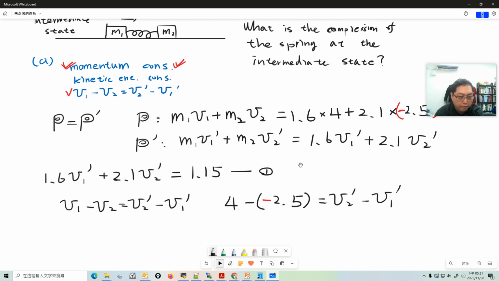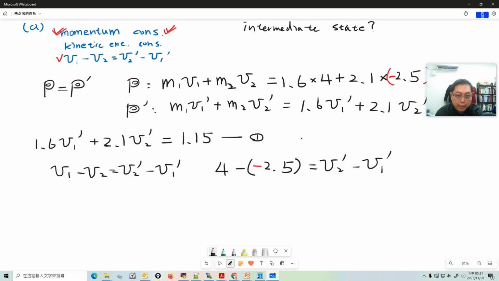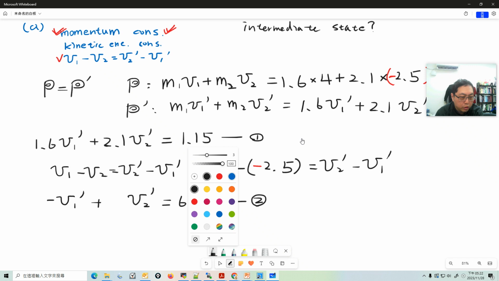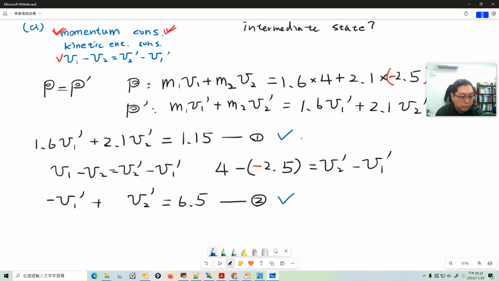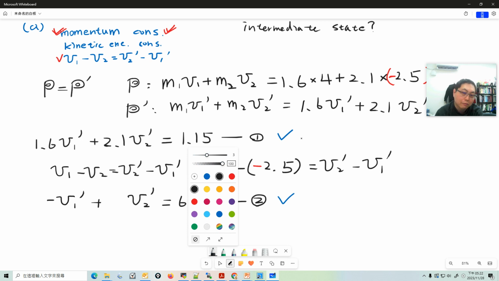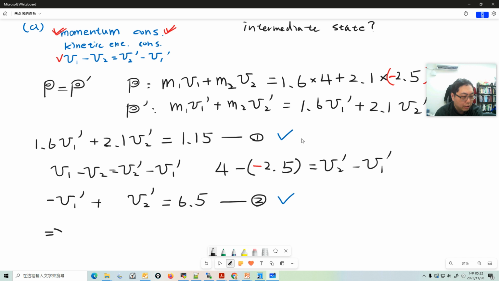So we will have another equation: minus v1 prime plus v2 prime equal to 6.5. That's our second equation. Right now we have two equations and two unknowns, so we can solve this. I'm not going to show the details of solving this system of equations because it's very easy. I'll just give you the answers.